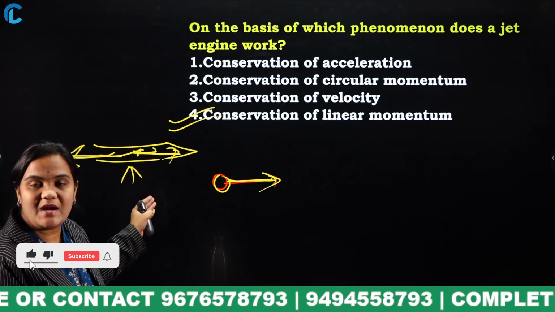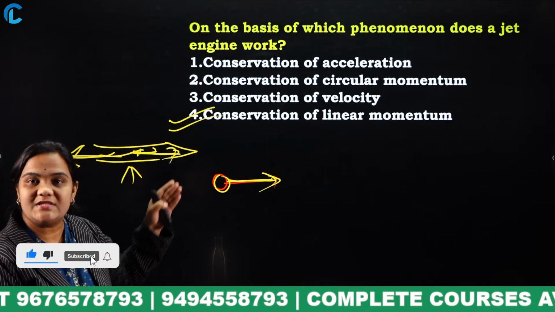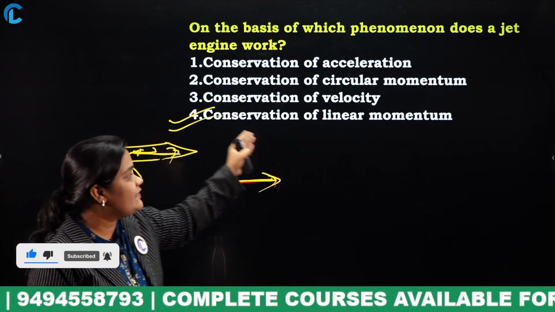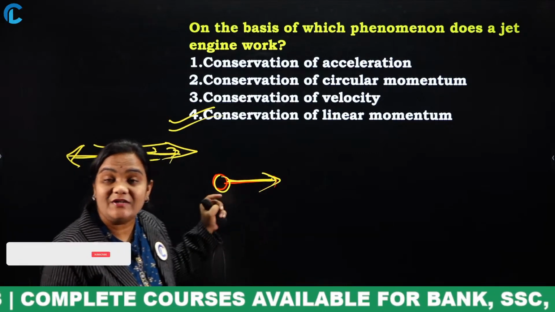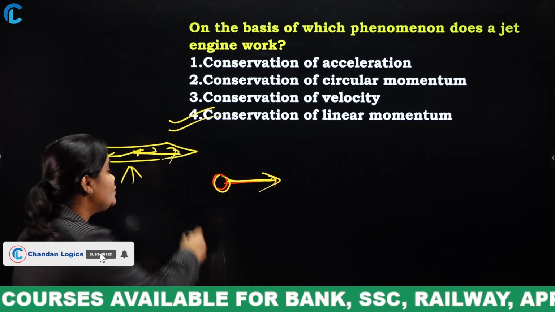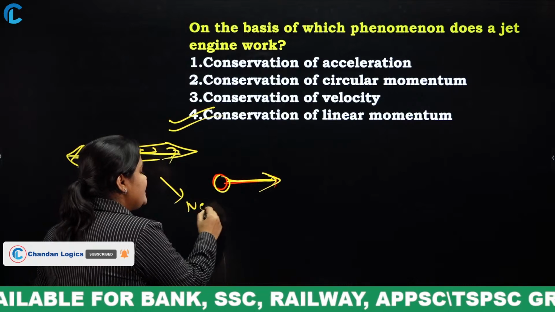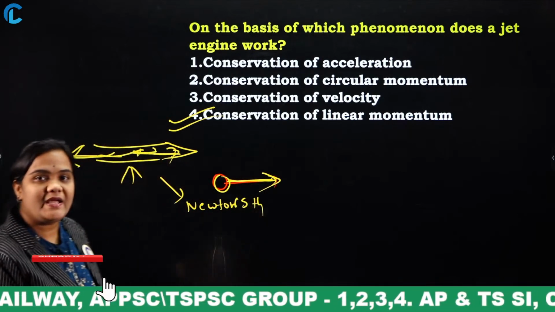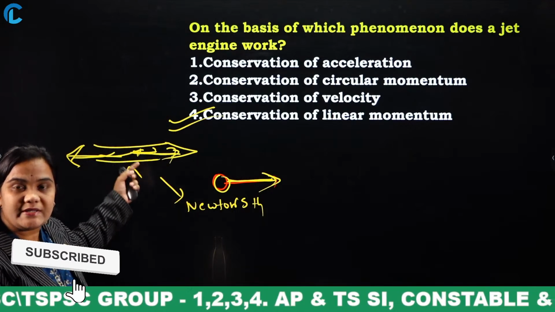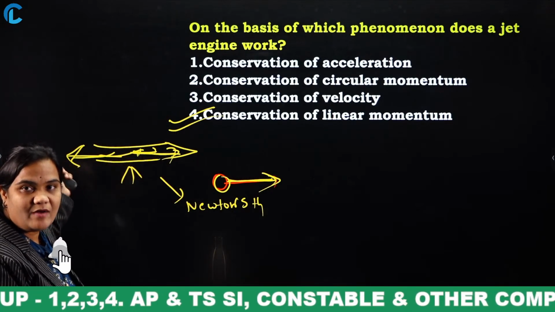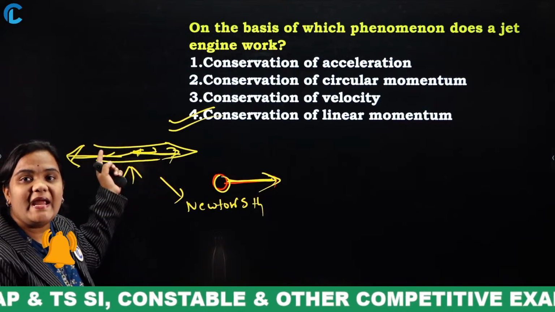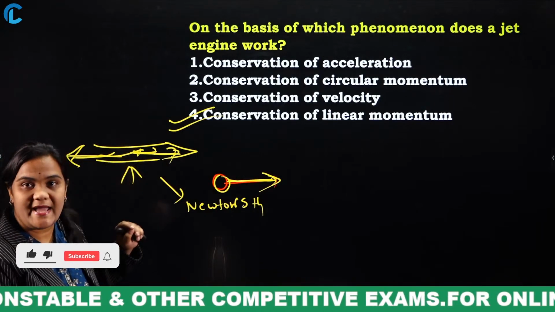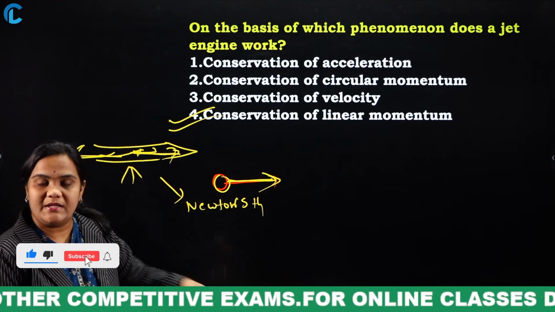This is the principle of the jet engine. So on which principle does the jet engine work? Conservation of linear momentum, and it follows Newton's third law. When the hot gases are trying to escape in the backward direction, a thrust is developed in the forward direction, and the jet is moving in the forward direction.